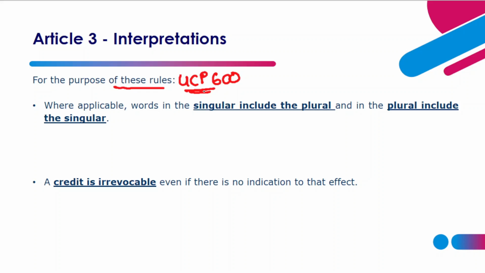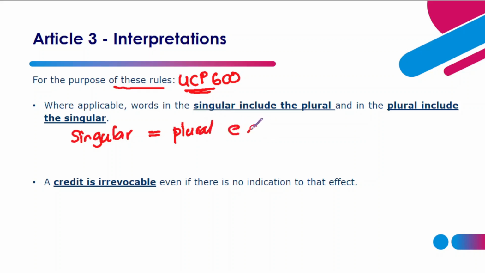The first interpretation they give is that where applicable, words in the singular include the plural and words in the plural include the singular. Now don't get confused. Let me break it down for you. What they simply mean is if an article mentions something in its singular form, that singular form does include its plural form as well.